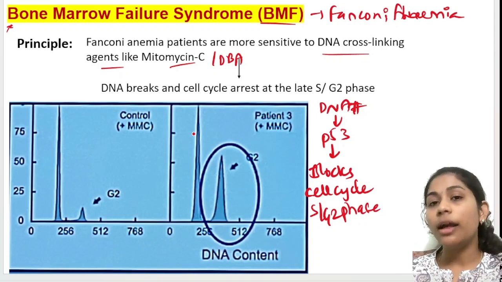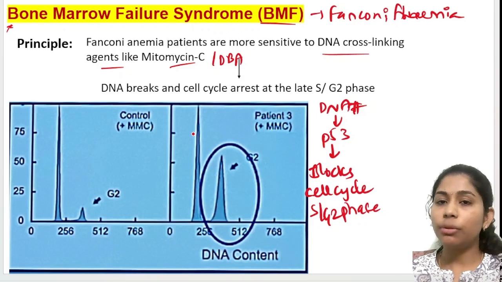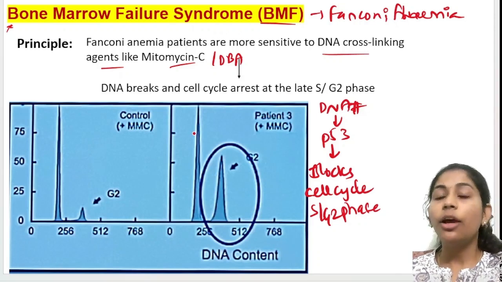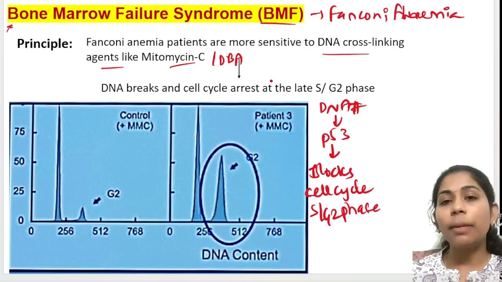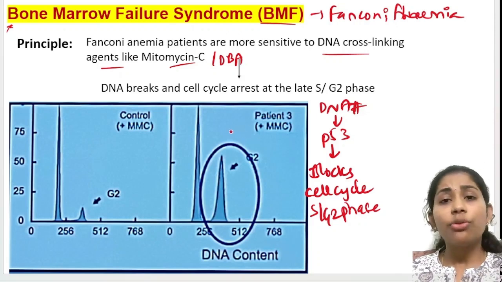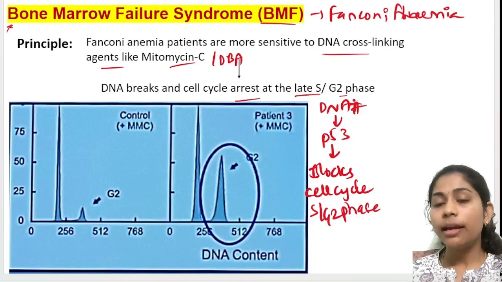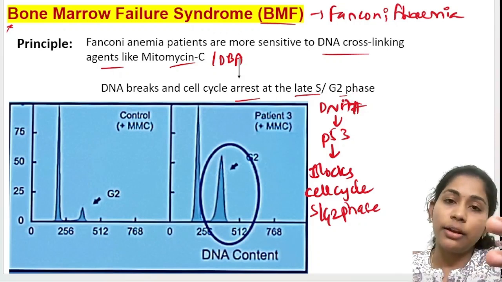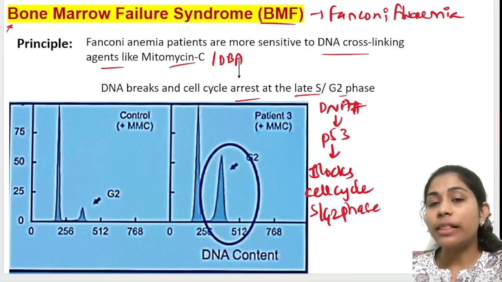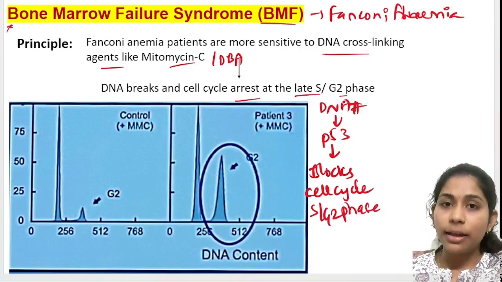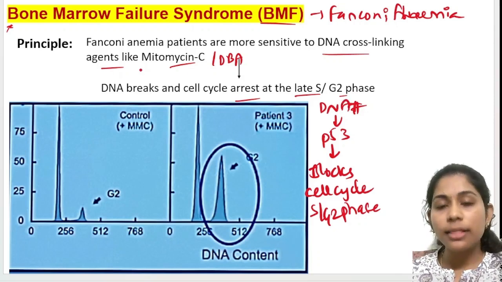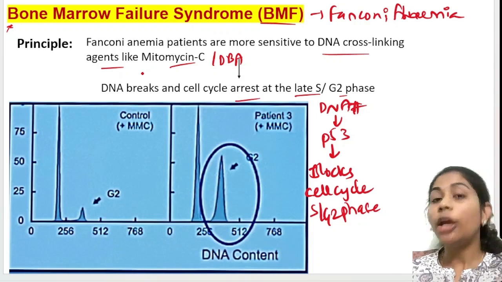But in Fanconi anemia, this repair mechanism will be defective, correct? Because the FANCA gene is mutated. So these DNA breaks are not corrected. What will happen? The cell cycle will be arrested, right? The cell cycle is arrested in late S or G2 phase, correct? So then the cell cycle won't continue further. And you also know the S phase is the synthesis phase. The DNA will get doubled, right? So because of these breaks and the doubling, the DNA content in the G2 phase will be more.